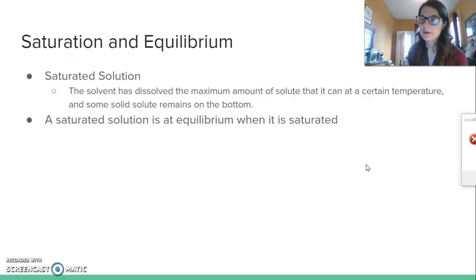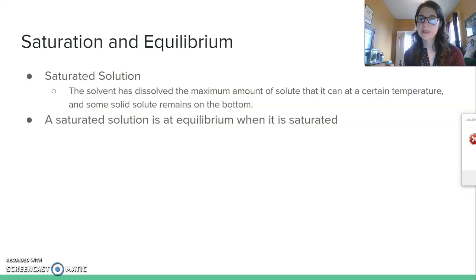So first thing we want to talk about is saturation and equilibrium. For a saturated solution, that means that the solvent has basically taken up as much solute as possible at a given temperature, and some solid remains at the bottom. So specifically here, we're talking about liquid solutions. Remember, solutions can be gaseous and solid as well, but typically with these, the examples are going to include liquid solutions, usually where we're dissolving salt in water.